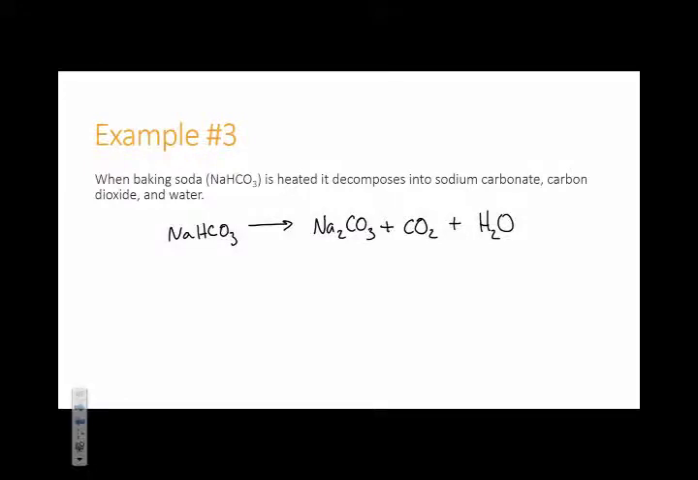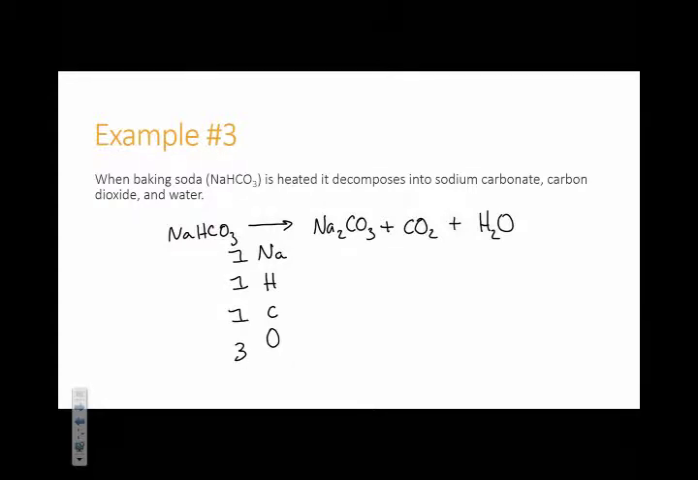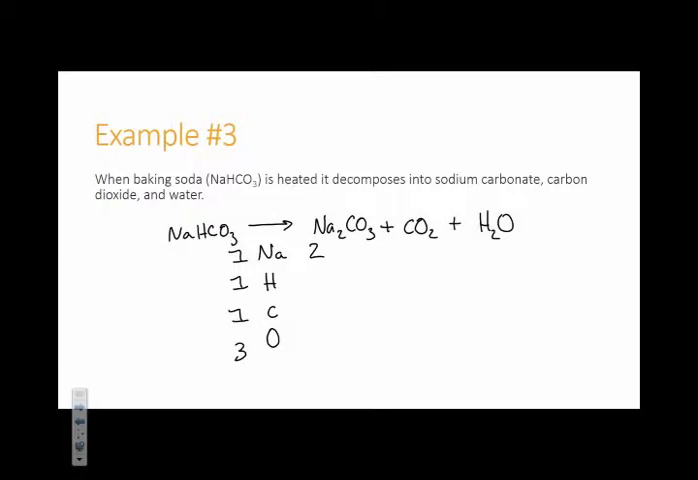I'm going to list my elements down the middle, and I see 1 sodium and 1 hydrogen and 1 carbon and 3 oxygens. And in the product side I see 2 sodiums and 2 hydrogens and 1 carbon, and I have a lot of oxygens. I've got oxygens here and here and here. So I'm going to add all of those up, and I see that I have 6 oxygens.